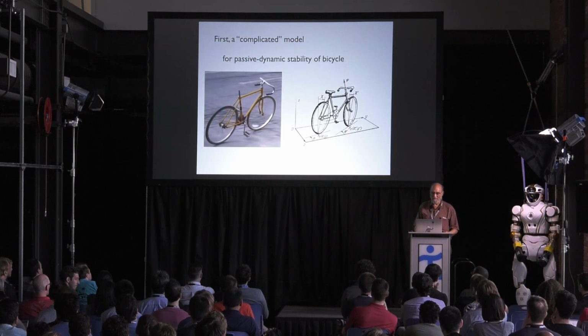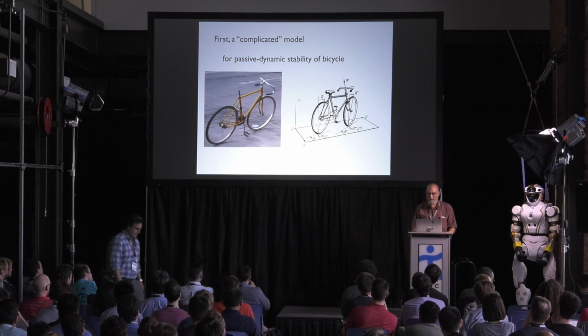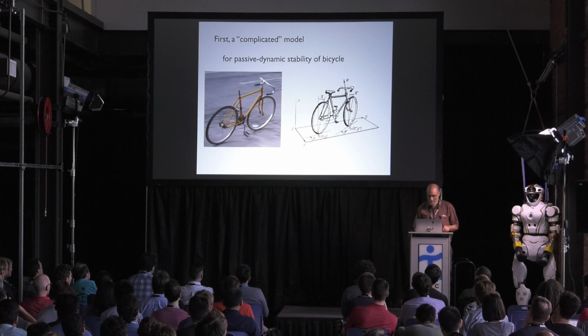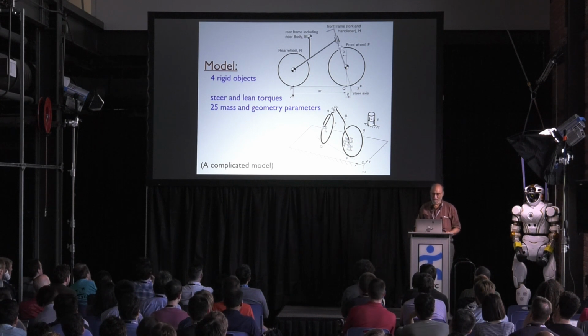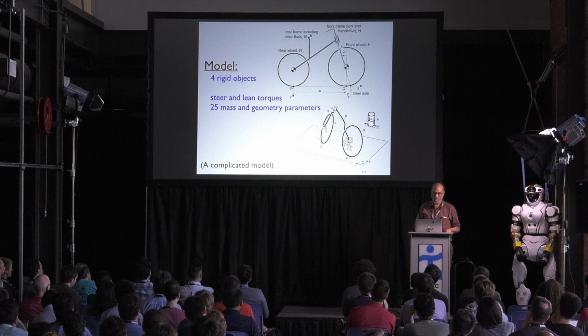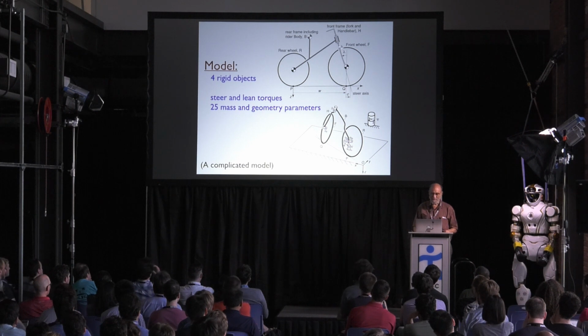Well, a lot of people have worked on this problem, and I've talked about that before at this conference. The way people understand it is in terms of a complicated model. Here is a drawing from the book of Meijaard and others, which has one of these complicated models, and we use a similar model. And it's complicated in the following way. It has 4 objects moving in 3 dimensions. It's got 2 control variables, and it's got about 25 mass and geometry properties, which you can reduce to maybe 17 by using dimensionless variables and combining terms and so on.